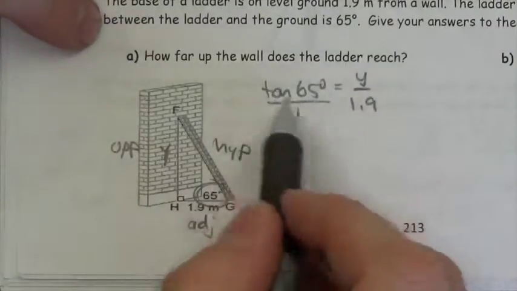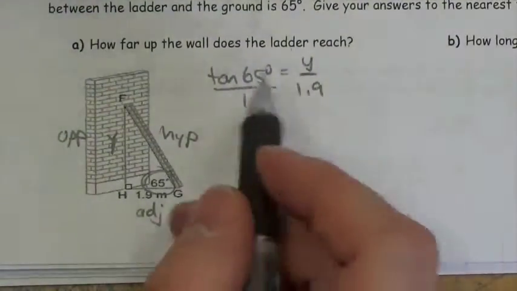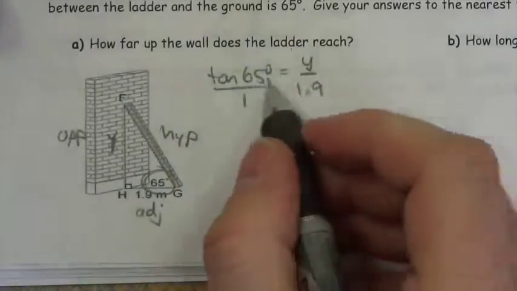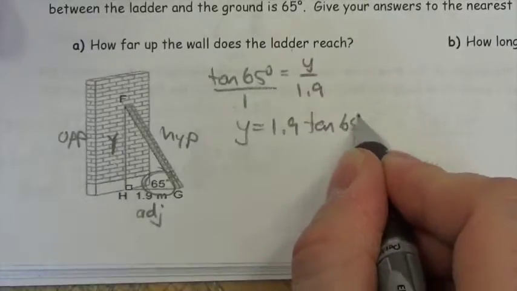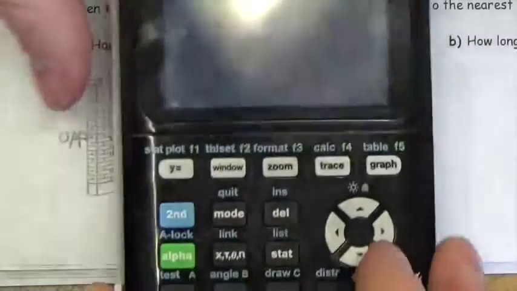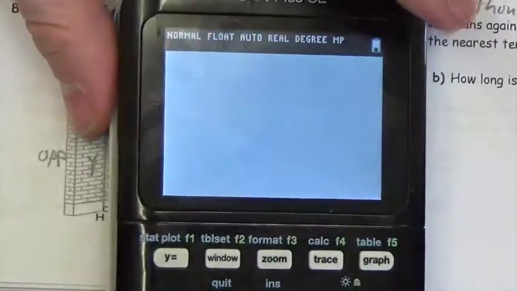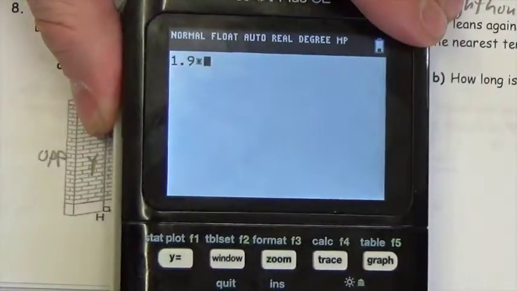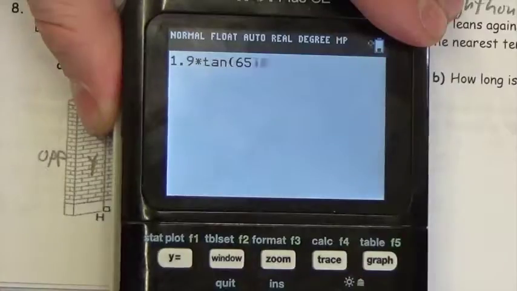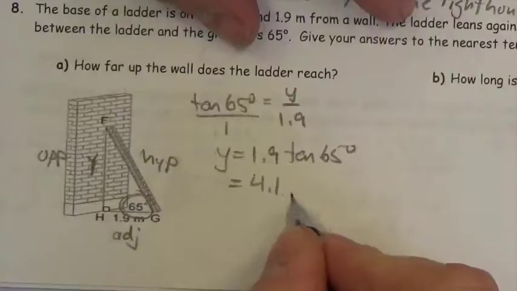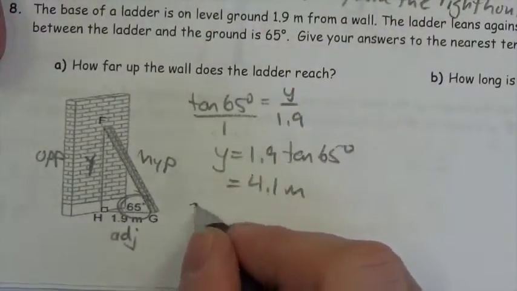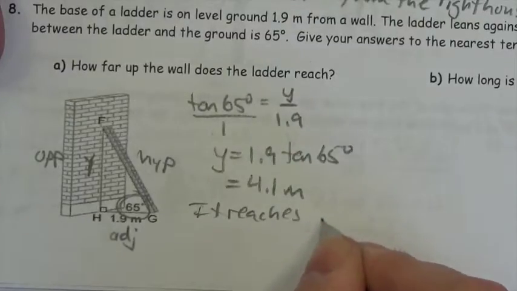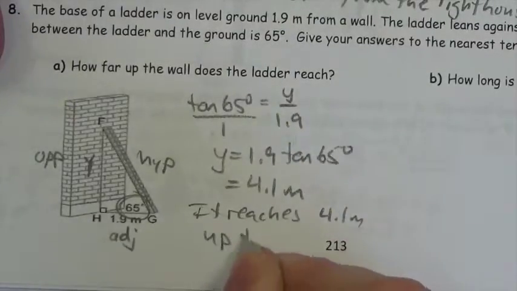Now I will evaluate the tangent of 65 in just a second, but first I'm going to get y by itself algebraically. So 1 times y is y, and that'll be 1.9 times the tangent of 65 degrees. Now I'll just go to the calculator and figure out what that is. So 1.9 times the tangent of 65. Okay, so to the nearest tenth, this ladder extends up 4.1 meters. So it reaches 4.1 meters up the wall.